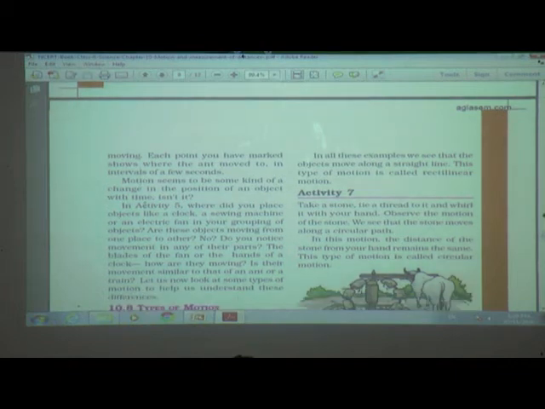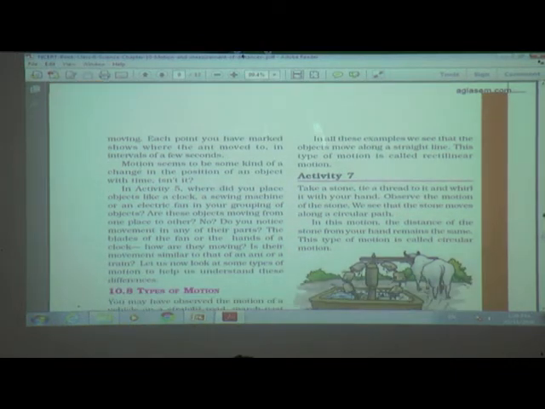So in activity 5, where do you place objects like a clock, sewing machine or an electric fan in your grouping of objects? Are these objects moving from one place to another? No. Then do you notice movement in any of their parts? The blades of the fan or the hands of a clock, how are they moving? Is their movement similar to that of an ant or a train?